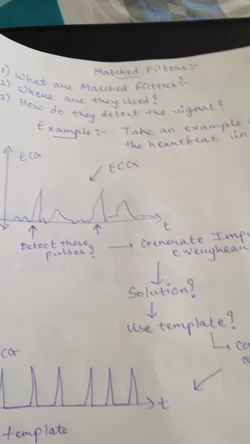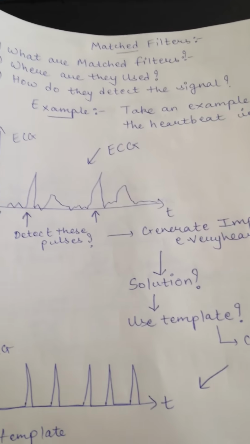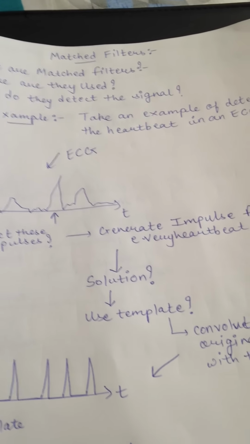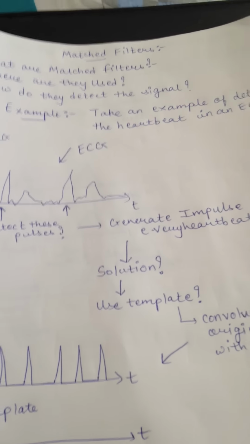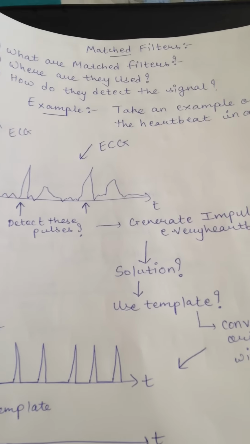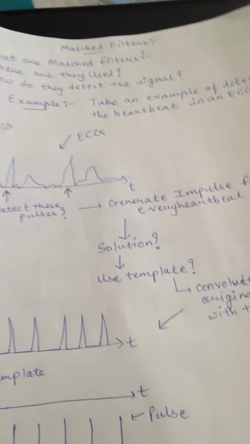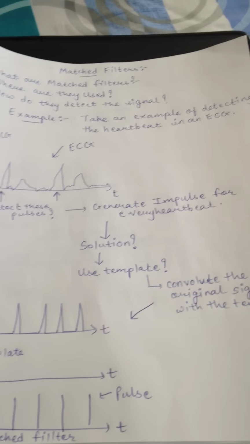My second question is: where are they used? Let's take an example of an ECG where we need to detect a heartbeat. That's when a matched filter is very useful, so that we can detect a particular set of heartbeats from an ECG signal. My third question is: how do they detect the signal? Let's take an example and explain matched filters and how they are used.